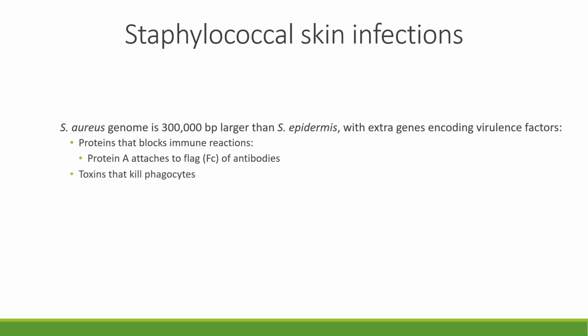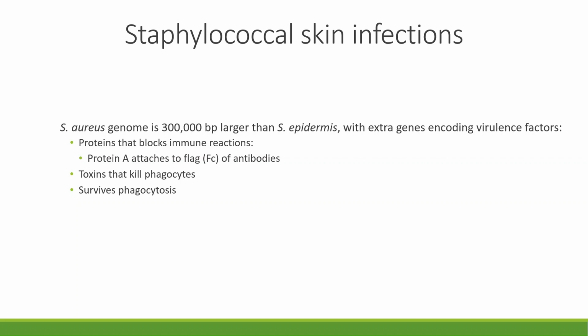It also produces toxins that kill phagocytes, which are a set of our immune cells that go around consuming bacteria that may cause infections. And so it has these mechanisms to survive inside of those phagocytes, even when engulfed, by producing certain toxins. Beyond immune evasion, Staphylococcus aureus neutralizes antimicrobial compounds produced by the host.